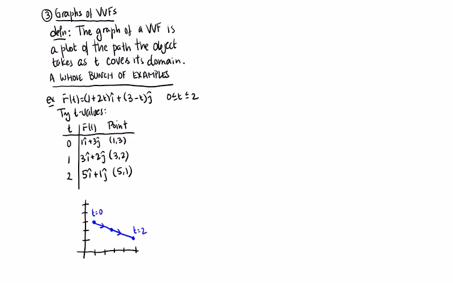So in this case, the vector valued function is a line segment. It starts at 1, 3, ends at 5, 1. Nice simple example. Let me do a slightly different one. Let's do, say, cosine t i plus sine t j, and we'll say t goes between 0 and pi.